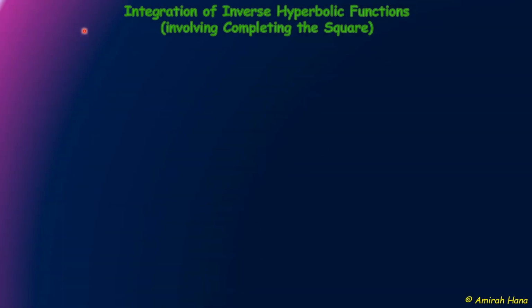In this video, we are going to discuss integration of inverse hyperbolic function involving completing the squares. Now look at clone example 5 in page 63 in chapter 2 in your handout. The question is evaluate integration of dx over square root of 4x squared minus 24x plus 11.